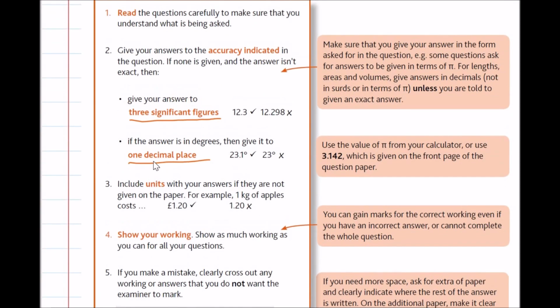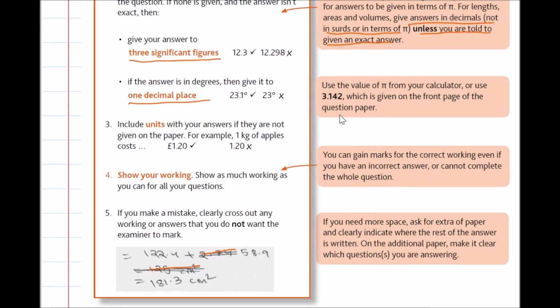Some more points: make sure that you give your answer in the form asked for in the question. For example, some questions ask for answers to be given in terms of pi. For lengths, areas and volumes, give answers in decimals, not in surds or in terms of pi. Remember, for lengths, areas and volumes, give answers in decimals, not in surds or in terms of pi, unless you are told to give an exact answer.